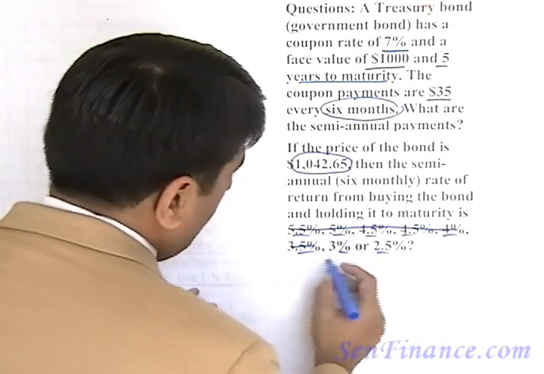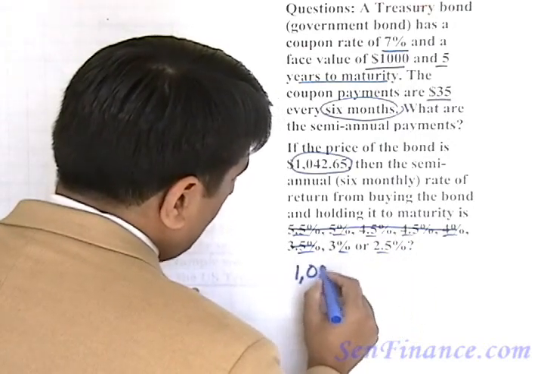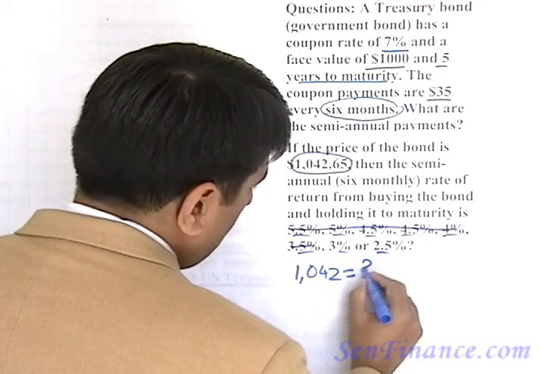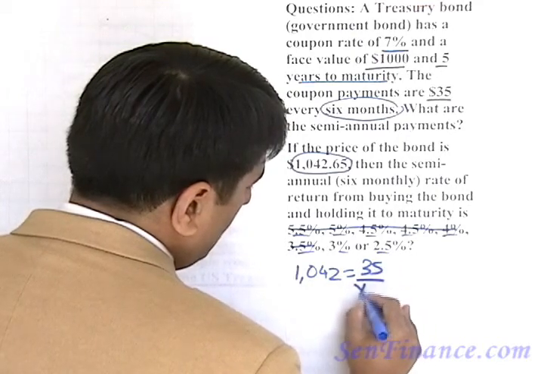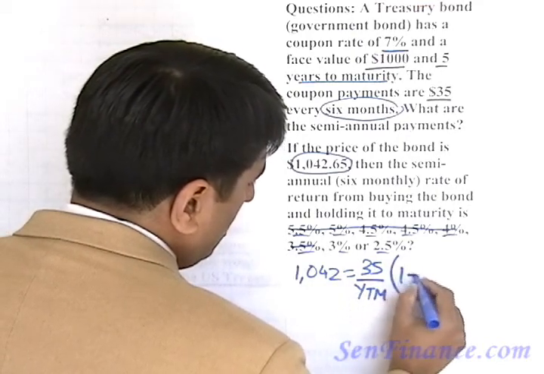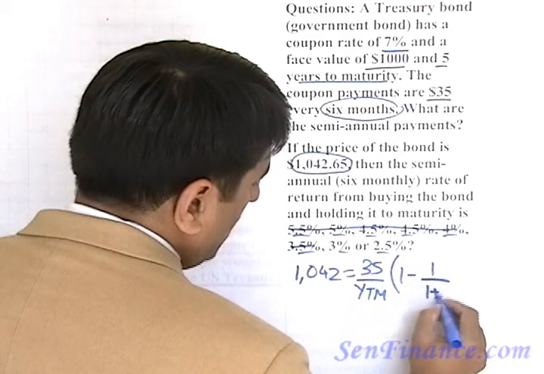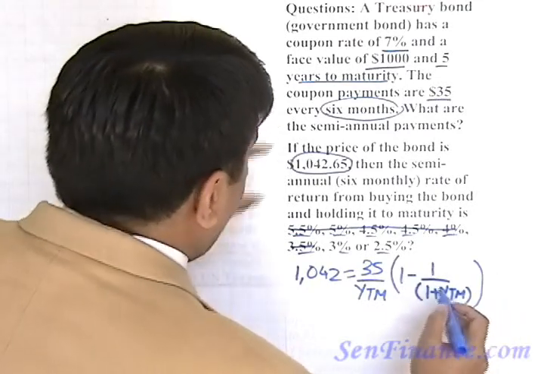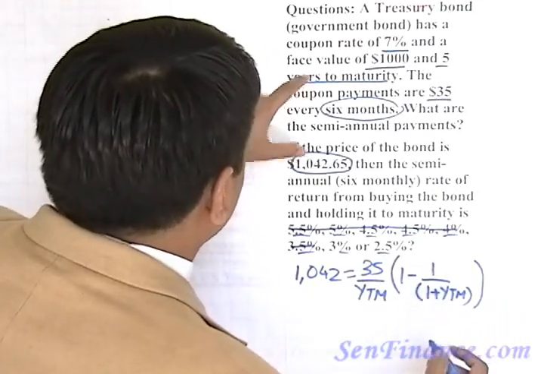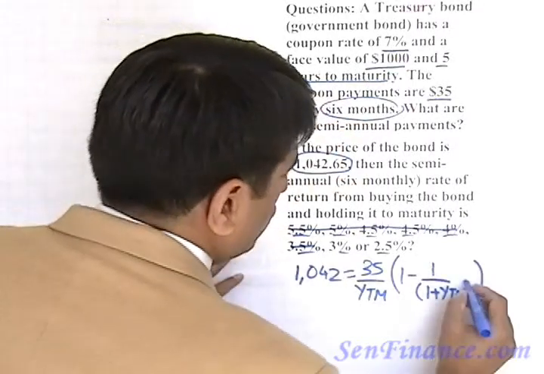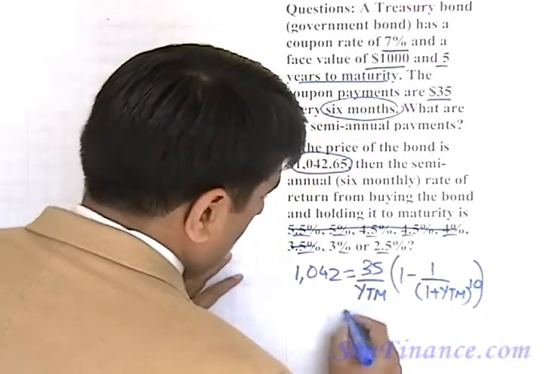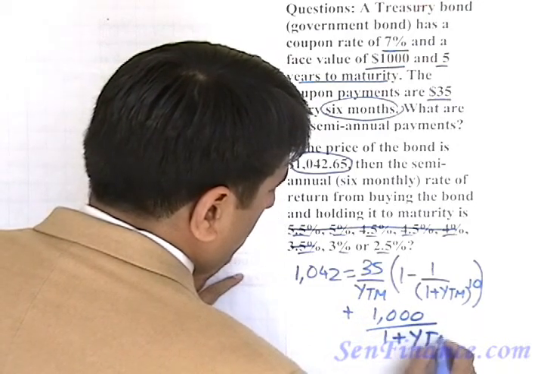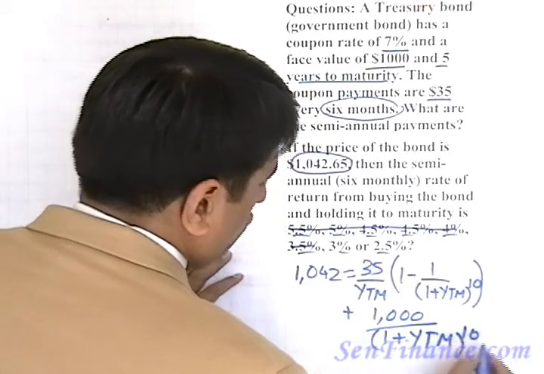Now you can find the answer by trial and error. If you said 1,042 equals 35 times (1 minus 1 over (1 plus yield to maturity) to the power 10) divided by yield to maturity, and there are 5 years to maturity and it's 6 months, so the number of periods will be 10, plus 1,000 upon 1 plus yield to maturity to the power 10.